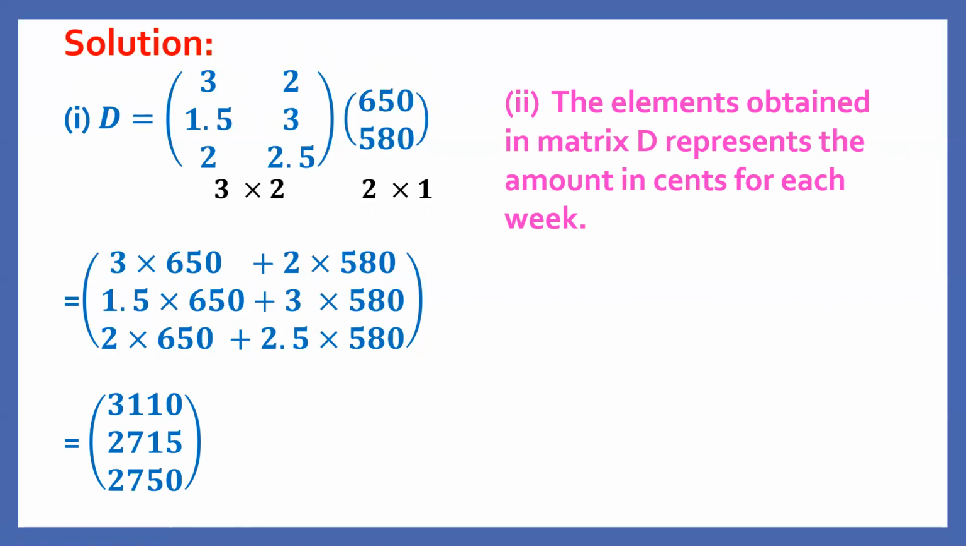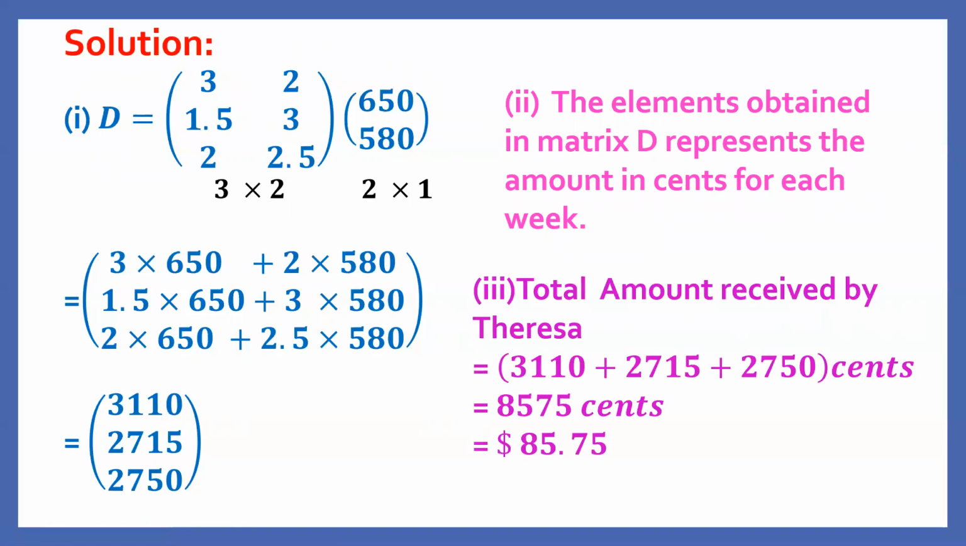So here, the elements obtained in matrix D represent the amount in cents for each week. So this will be the amount received for week 1. This is for week 1, week 2, and week 3.